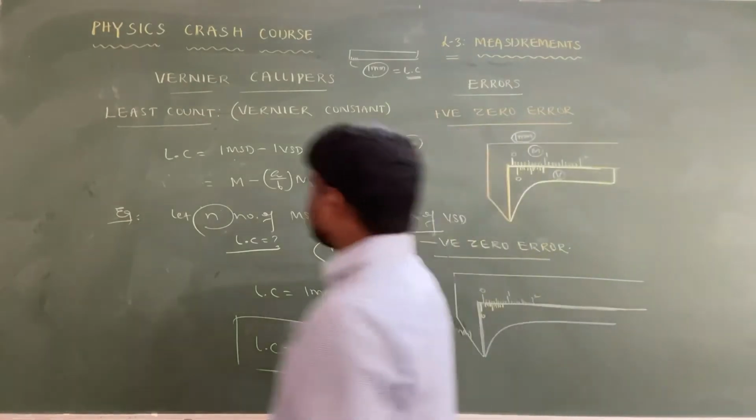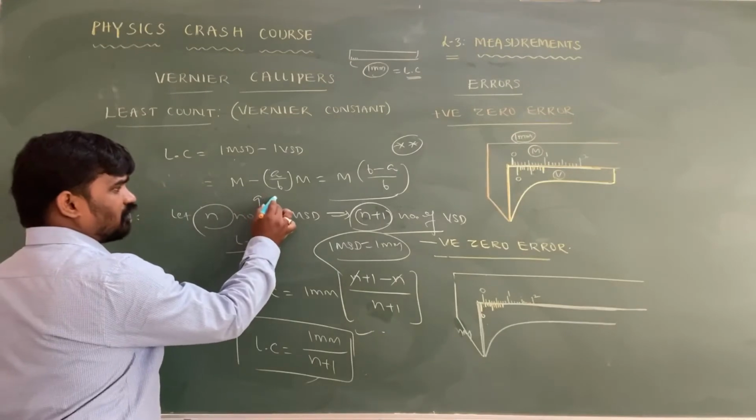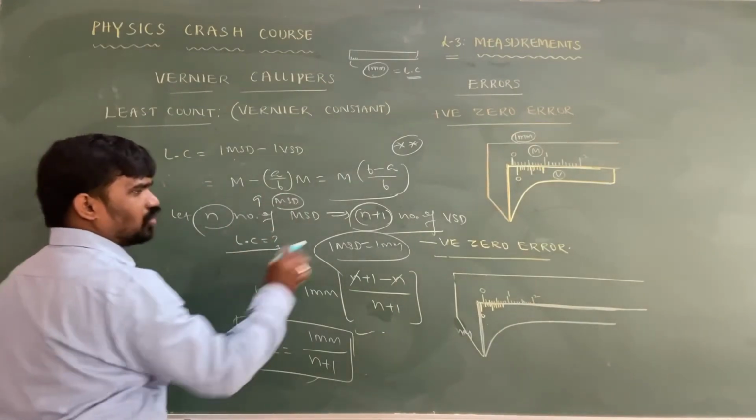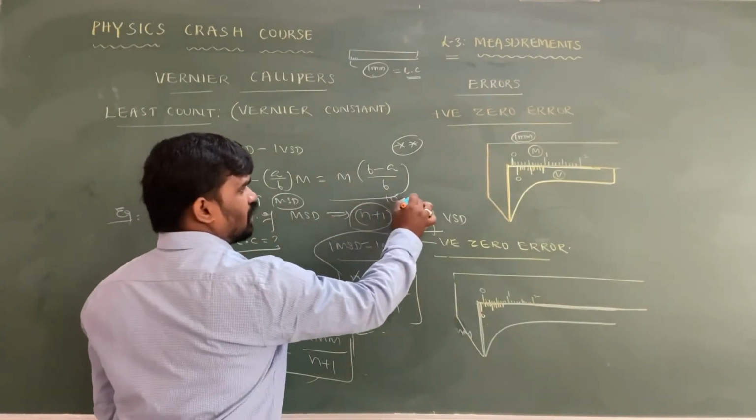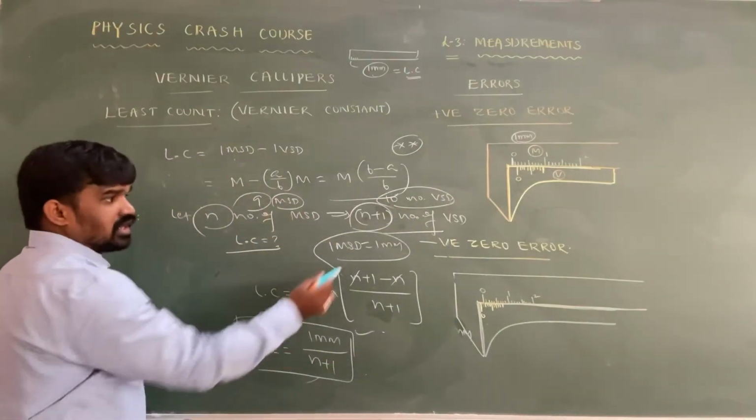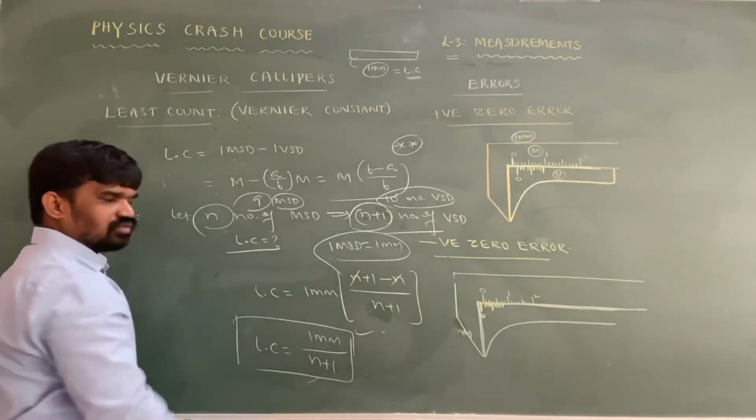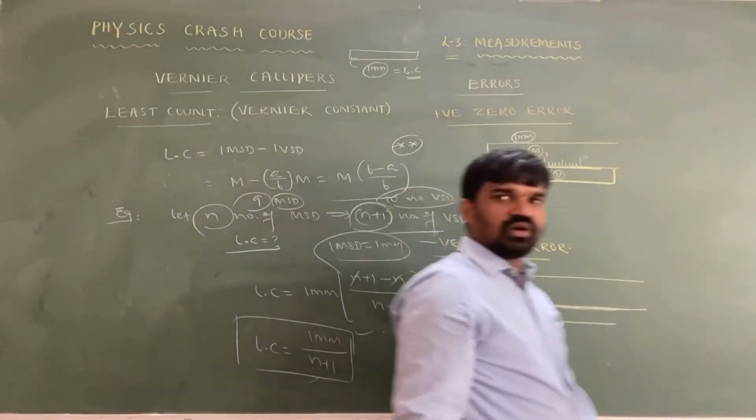Sometimes they will give 9 main scale divisions coinciding with 10 vernier scale divisions. Then what is the least count? This is 1 mm by n, with the value of n as 9, so 9 plus 1 we have to write, which is equal to 1 by 10.